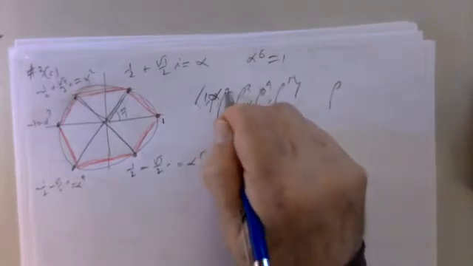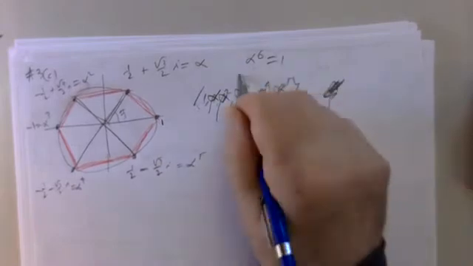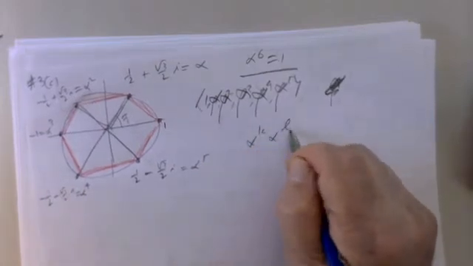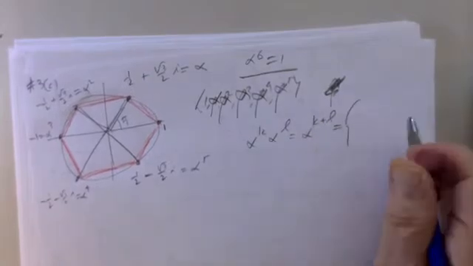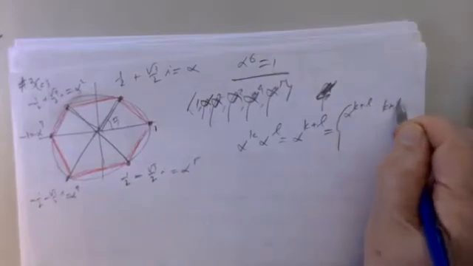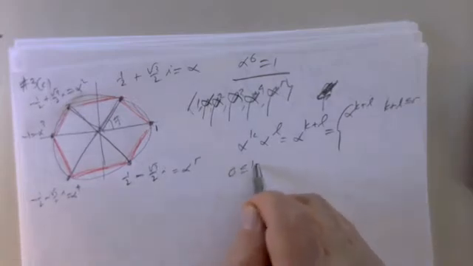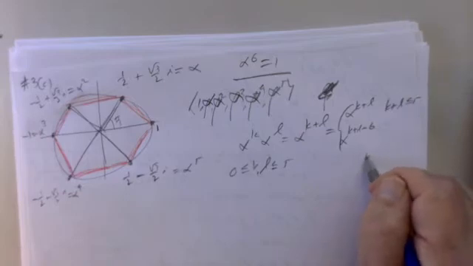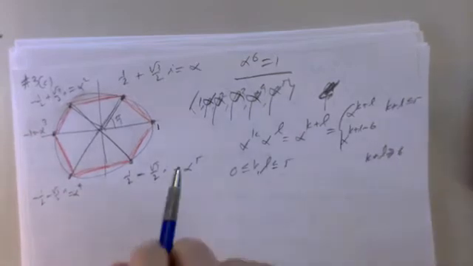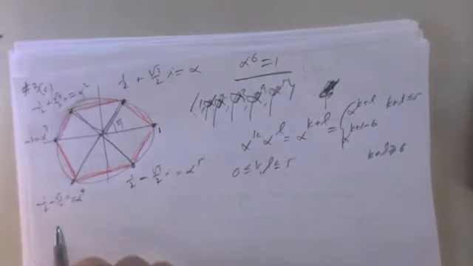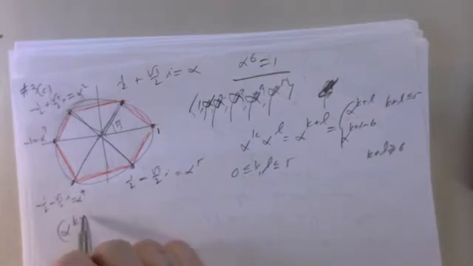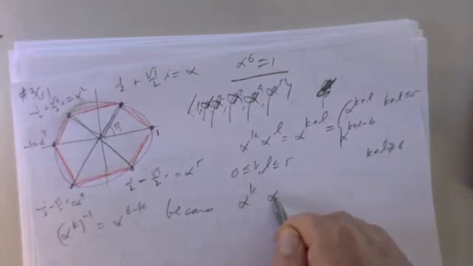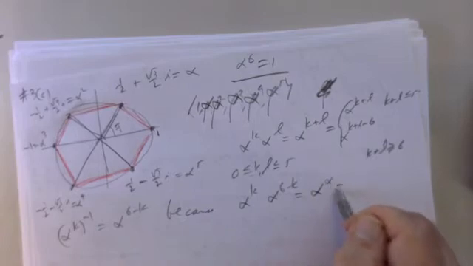Where alpha to the 6th is 1. So it's just a set of powers, alpha to the k times alpha to the l. That's alpha to the k plus l. What is that? Well, it's alpha to the k plus l if k plus l is at most 5, k and l are between 0 and 5. And if it's bigger, it's alpha to the k plus l minus 6, if k plus l is greater than or equal to 6. And the inverse of alpha to the k is alpha to the 6 minus k. Because alpha to the k times alpha to the 6 minus k, you add exponents, that's alpha to the 6th, which is 1.